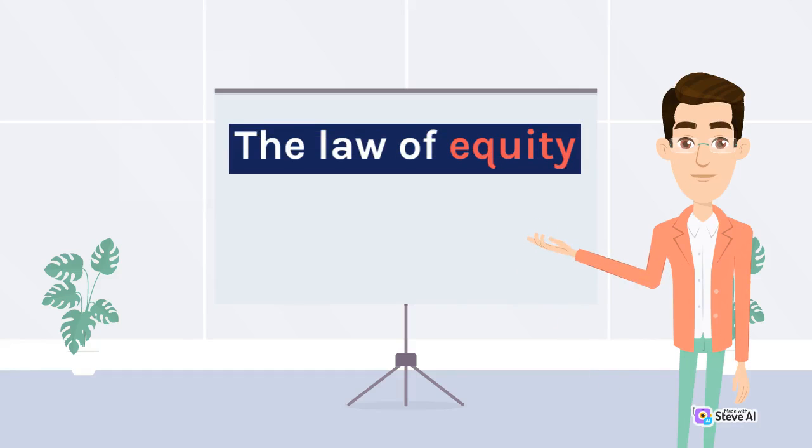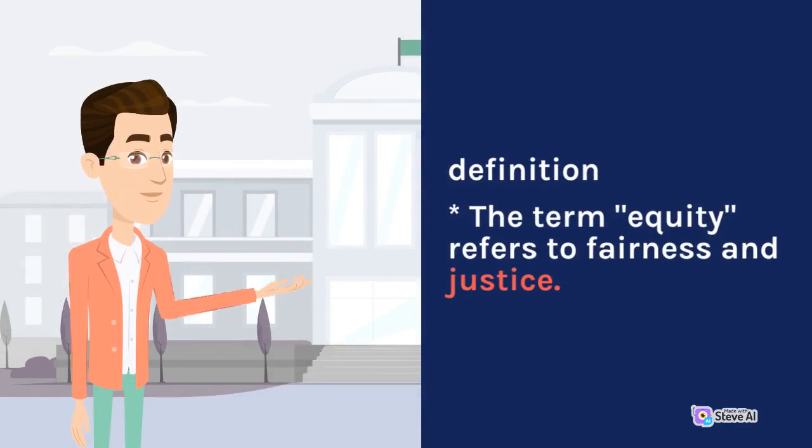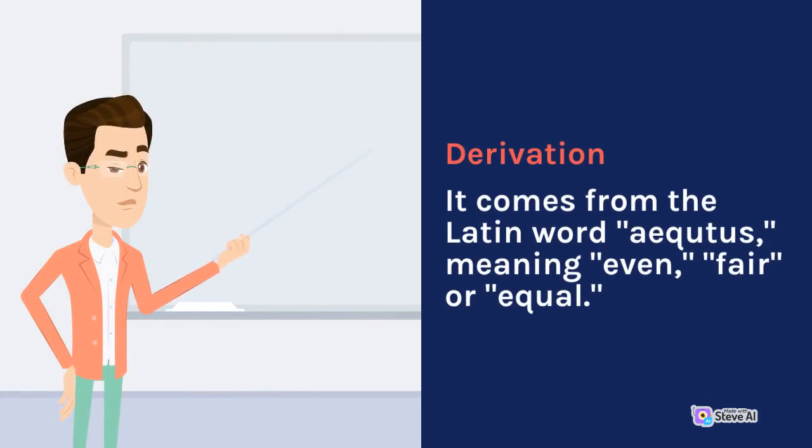The law of equity. Definition. The term equity refers to fairness and justice. Derivation. It comes from the Latin word equitas, meaning even, fair or equal.